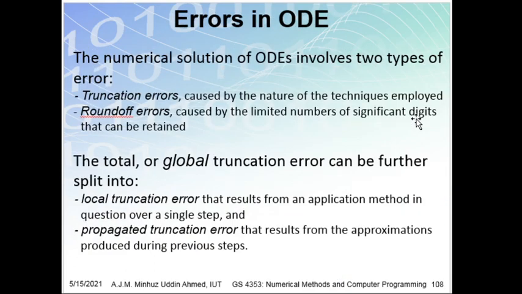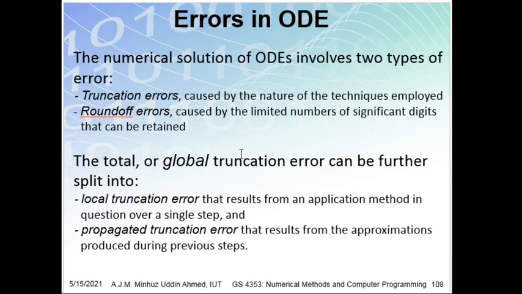And now I would like to say something about the errors in ODE. As you can see from here, the numerical solution of ODE involves two types of error, the truncation error and the round-off error. And you know about these two errors by this time. Truncation error is caused by the nature of the techniques employed, and round-off errors are caused by the limited number of significant digits that can be retained.